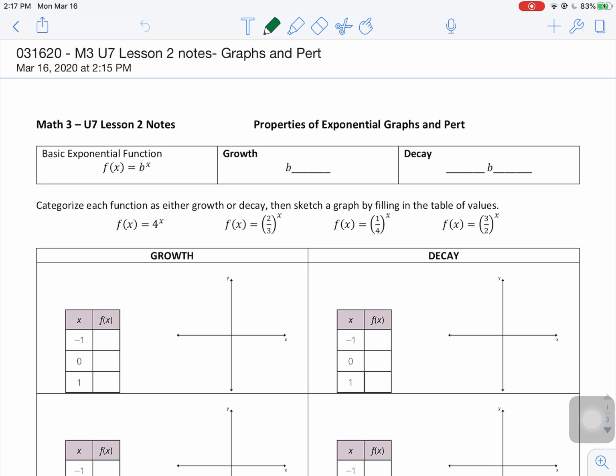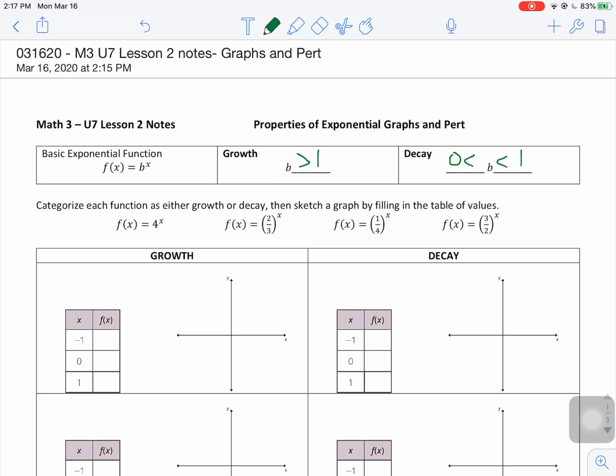So your basic exponential function is f of x equals b to the x. If b is greater than 1, it's going to be considered growth. If b is in between 0 and 1, it's going to be considered decay.